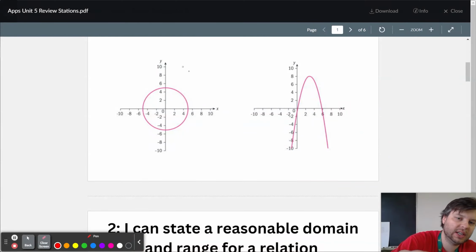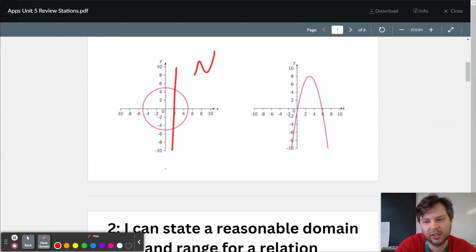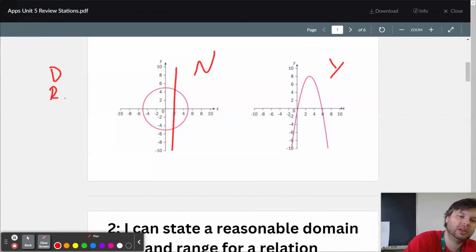Okay. This one is not a function because when I look at a certain x value, like for example x equals 2, it hits the graph twice. This one is a function because every x value will hit it only once. The domain here and the range here are the same.